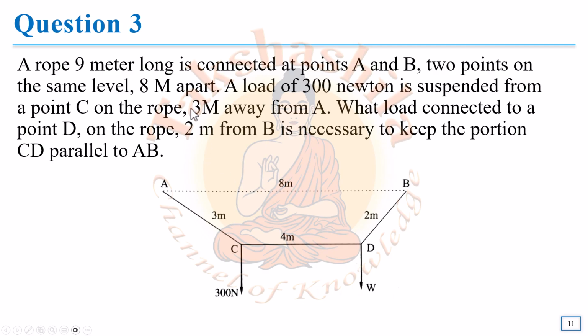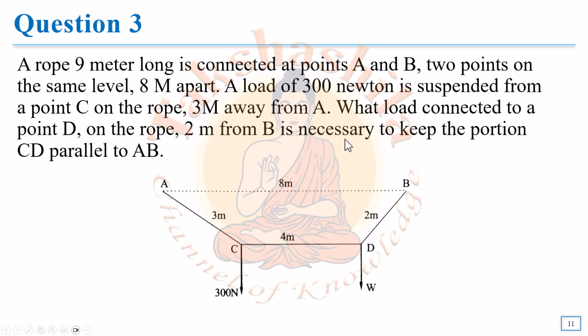And one more thing is mentioned. This point C is 3 meter away from A. So along the rope, I have to travel a distance of 3 meters to reach point C. At this point, I will put a load of 300 Newton as shown in this figure so that the rope will get deflected like this. Now when you put only this 300, the shape will be like ACB. It will be like a triangle.